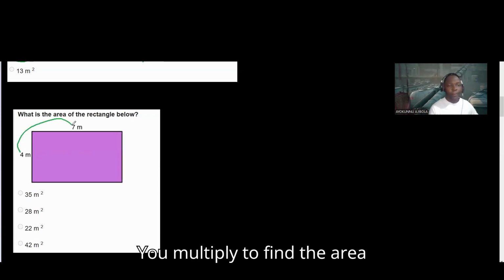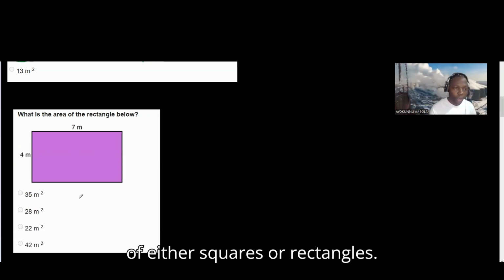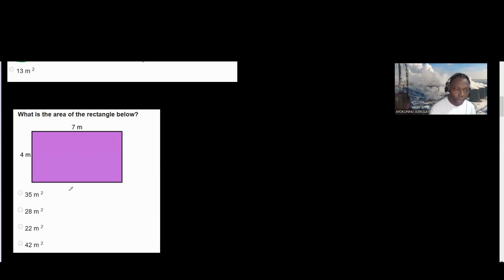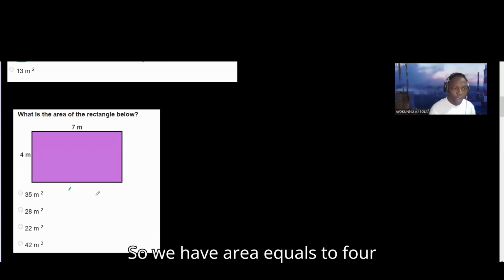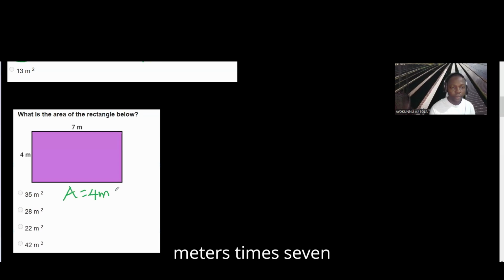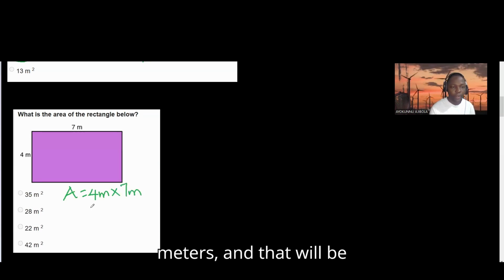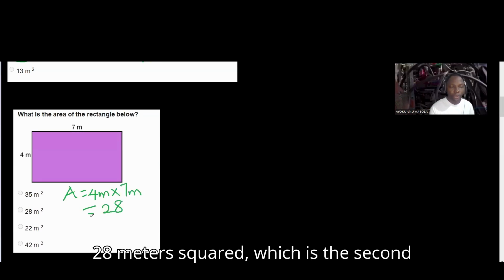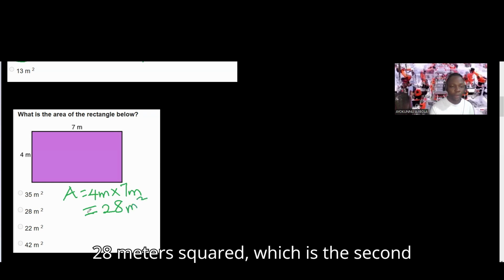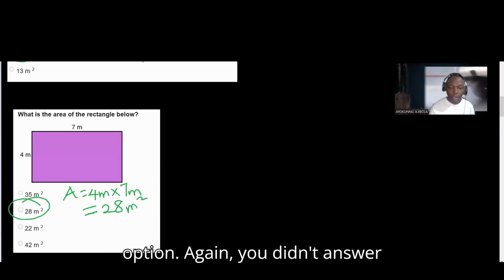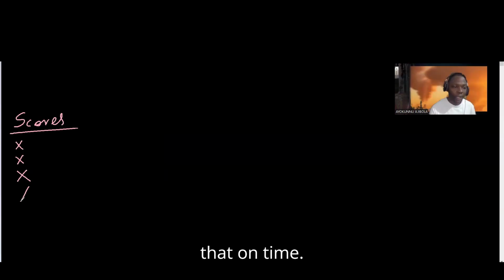You multiply to find the area of either squares or rectangle. So we have area equals 4 meters times 7 meters. And that will be 28 meters squared, which is the second option. Again, you didn't answer that on time.